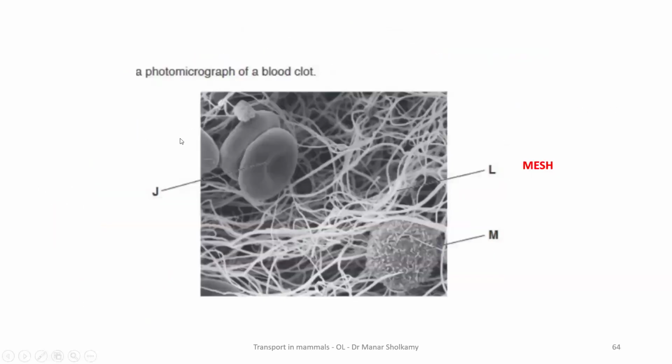Okay. Blood clotting, we did it in detail. This is the mesh, and this was also a question. What is J? They will ask you to label. What is J? Red blood cell. What is L? L is the mesh. What is M? This large white irregular blood cell. Excellent. This is an exam question.